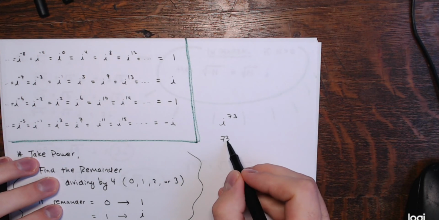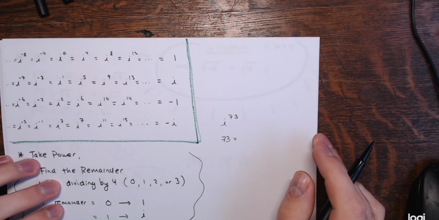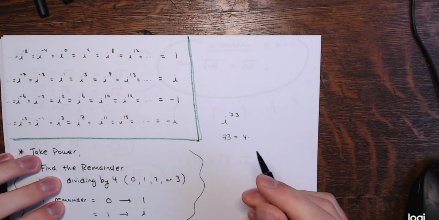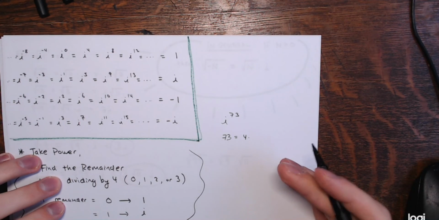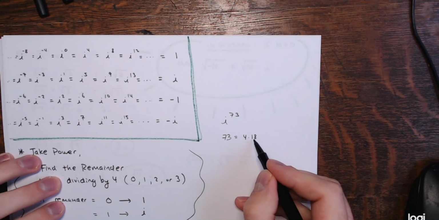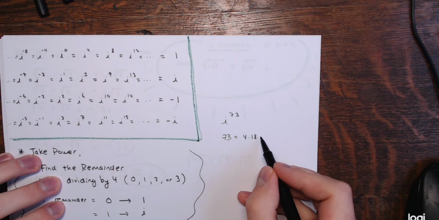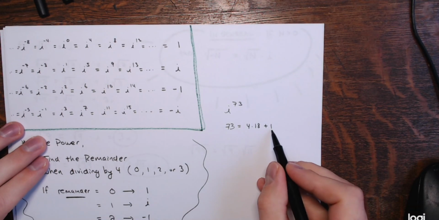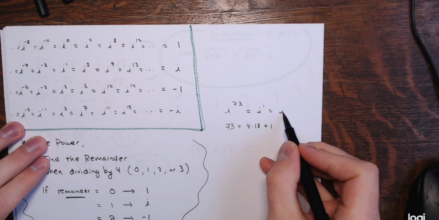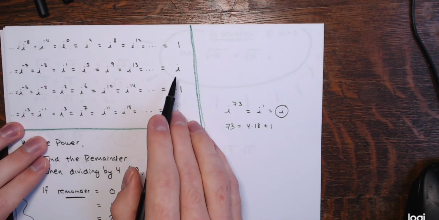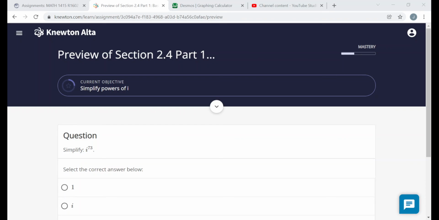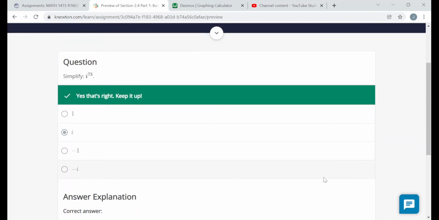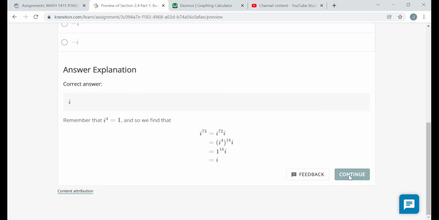73, you think of how many times 4 goes into 73. 4 goes into 72 18 times, right? 4 times 18 is 72, and then plus 1, and all I care about is the remainder, and the remainder is 1. So this will be equal to I to the first, which is just I. I to the first was I. So this I to the 73rd power simplifies to I. Again, read through the answer explanations.